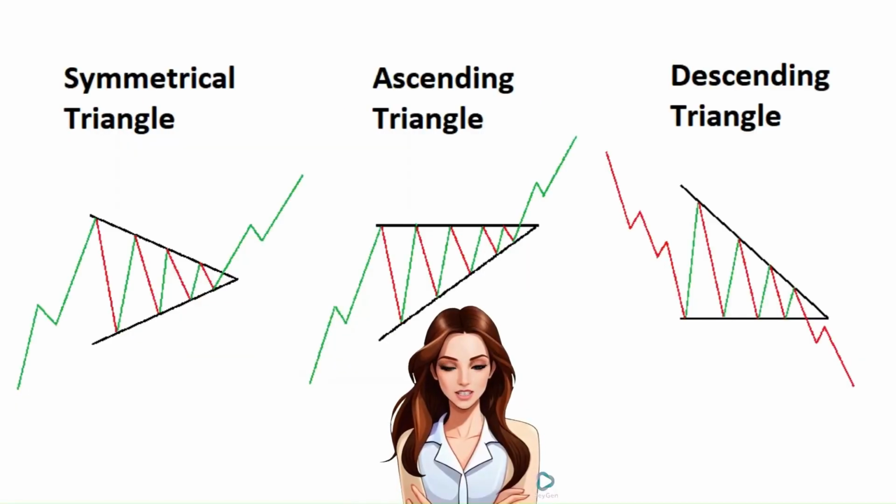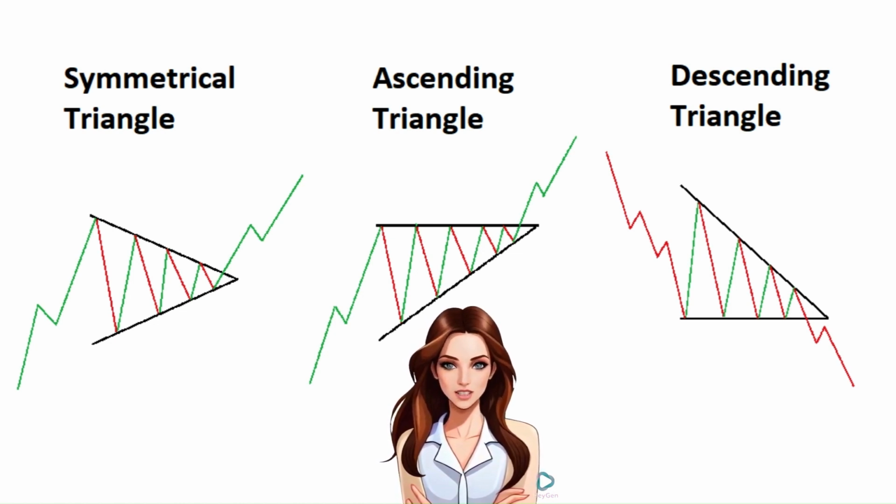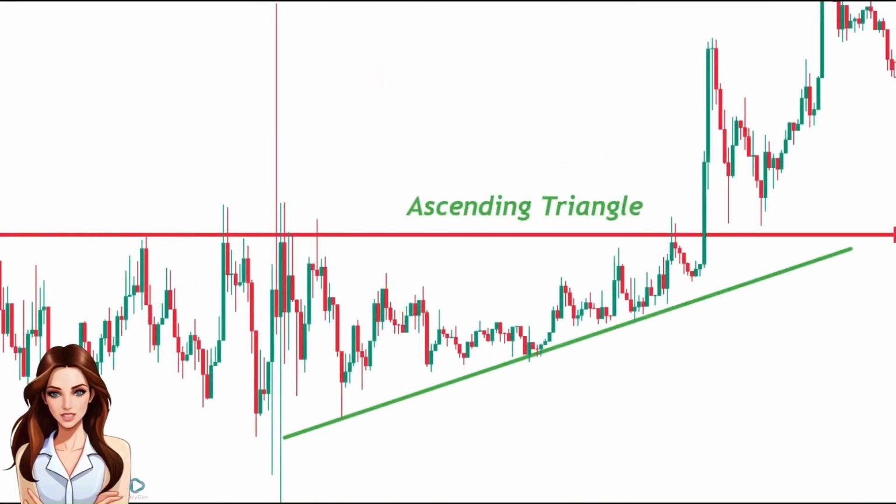A triangle is a chart pattern represented by drawing trend lines along a converging price range. In technical analysis, a triangle is a continuation pattern on a chart that forms a triangle-like shape. There are three potential triangle variations: ascending triangle, descending triangle, and symmetrical triangle. So let's start with ascending triangle.